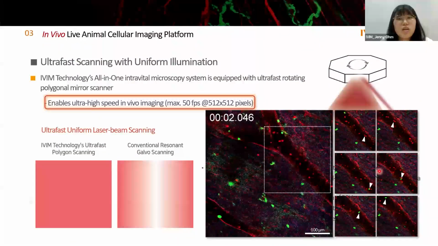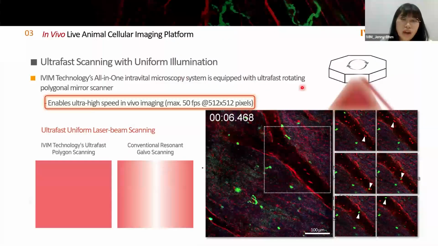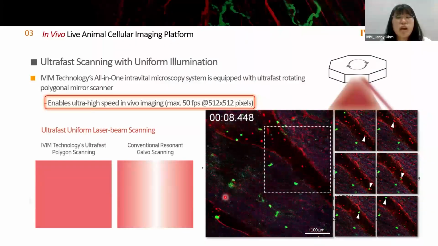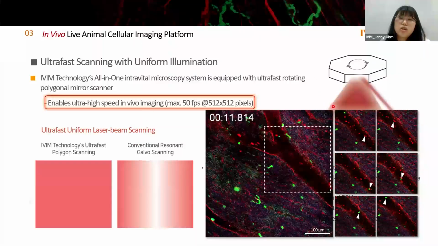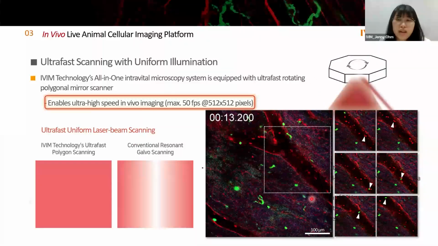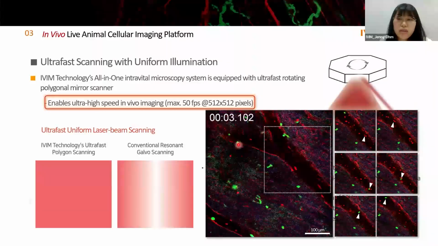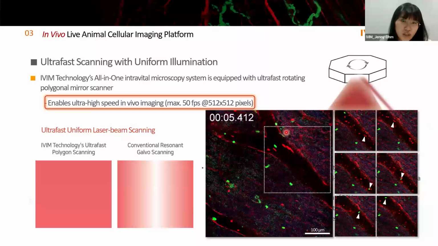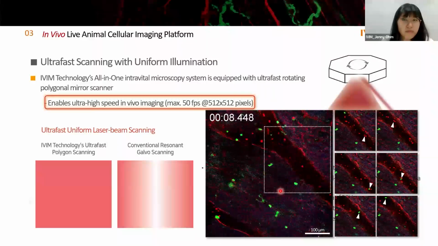And another key distinction of the system is that it is equipped with an ultra-high-speed polygon mirror scanner, capable of achieving imaging speeds of up to 50 frames per second, leading to capture the dynamics of fast-moving cells like red blood cells or neutrophils flowing inside the blood vessels of the heart, as you can see in this example here.